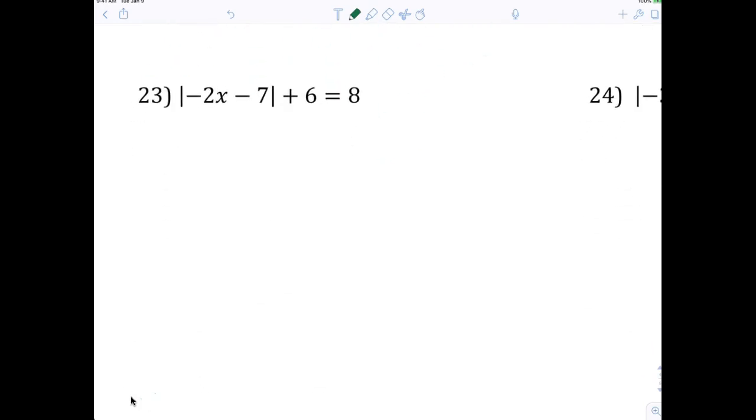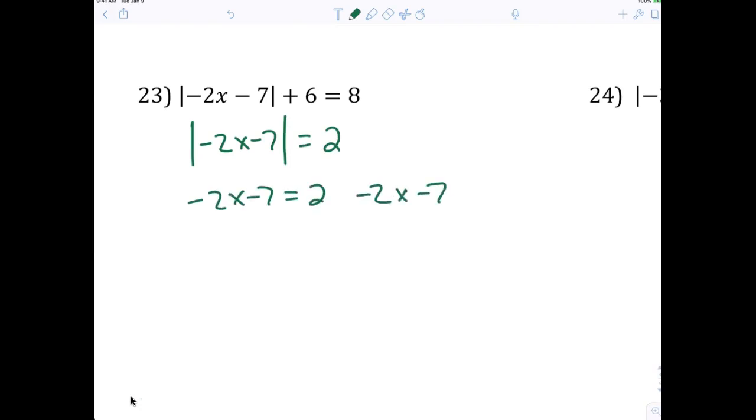All right, Rivers, you tell me what to do on this one, buddy. Negative 2x minus 7 equals 2. Beautiful, beautiful. You don't have to say anything else. And now, negative 2x minus 7 equals negative 2. Good, then we'll add the 7, right? So that's 9. Good. Negative 2x equals 9. And then x will be negative 9 over 2. You're awesome. Keep going.